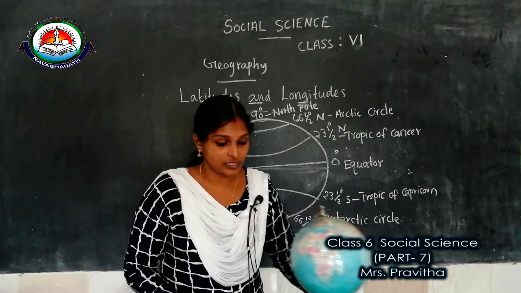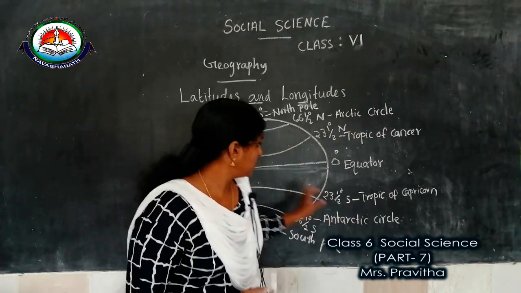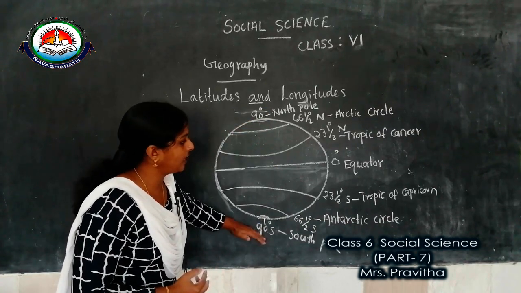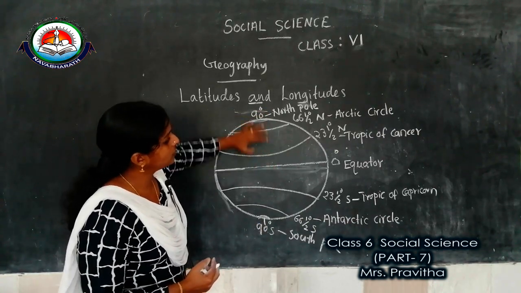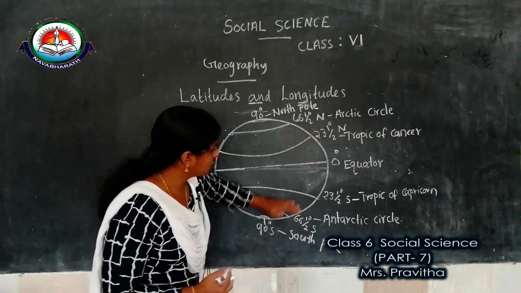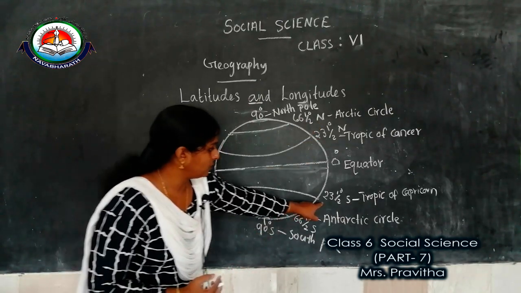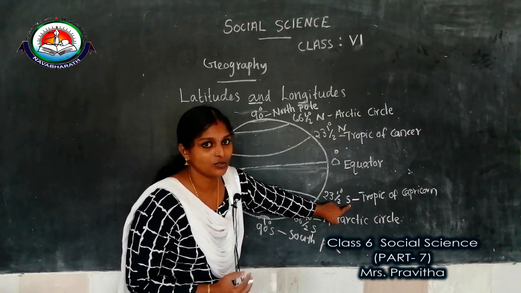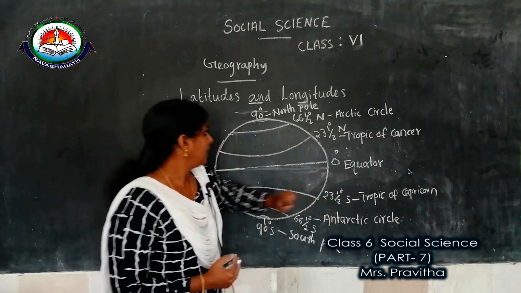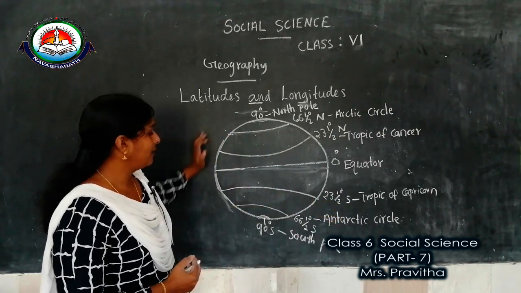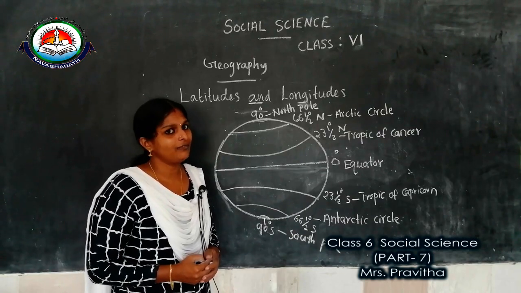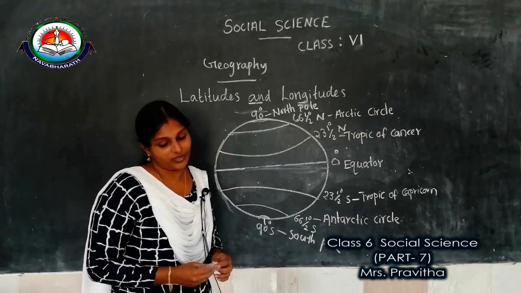All the latitudes are imaginary. So children, the Equator divides the earth into two equal halves. The upper portion is called the Northern Hemisphere. That is why we are using N. The lower portion is called the Southern Hemisphere, 23.5 degree S. We are using that, no, children? I think you got an idea. Clear, children? Then that much only about our latitudes. Can we go to our next topic?